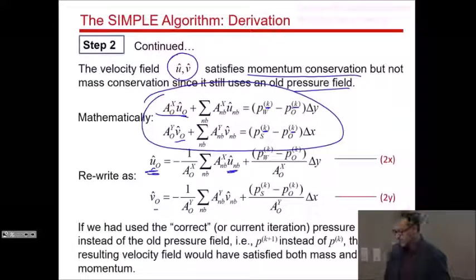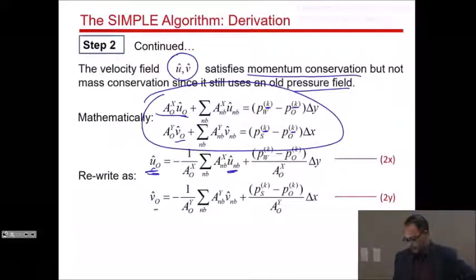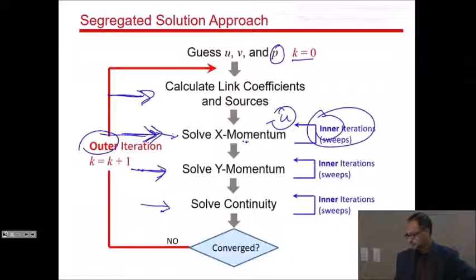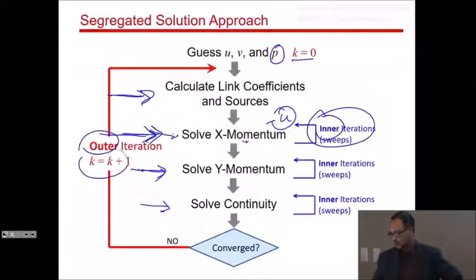Now, if we had used the correct iteration pressure field instead of the old pressure field, that is P^(k+1) instead of P^k, then the resulting velocity field would have satisfied both mass and momentum, right? Because then at an iteration k plus 1, I'm solving the momentum equation, but I'm using the pressure that I have here. Now, realistically, that's not possible, obviously. So this is a hypothesis.